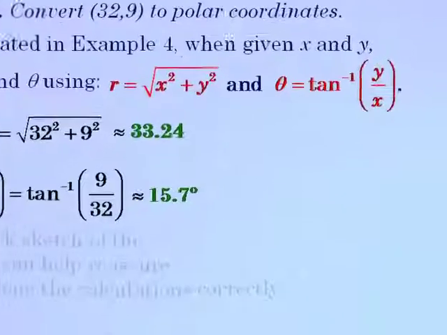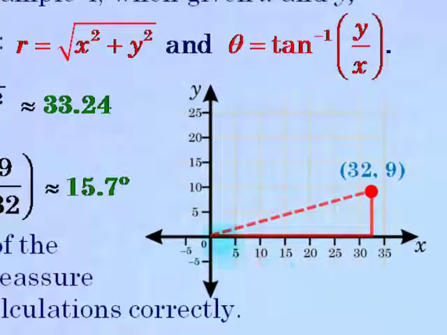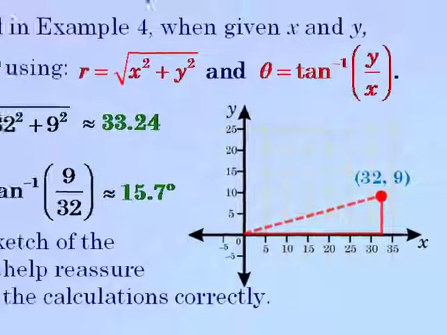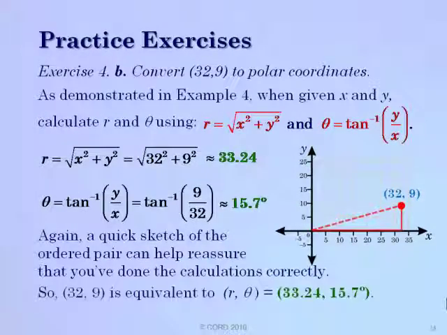And once again, let's look at a sketch quickly just to see whether that looks like it's right. If we go over 32 and up 9, that produces a dot that's out there, and it looks like the r value is probably going to be about 33, right? It's going to be a little longer than 32 because that's the longest side in that right triangle. That makes sense. And it looks like we're up a small angle, which is about 15 or 16 degrees. We'll buy that. So we're confident that we've done our calculation correctly. And r theta is in fact 33.24 and 15.7 degrees.